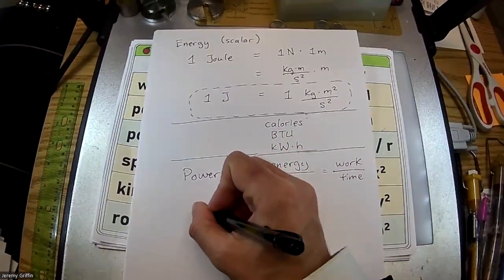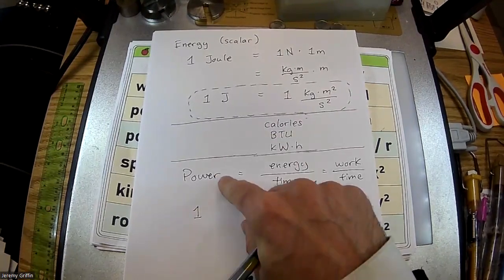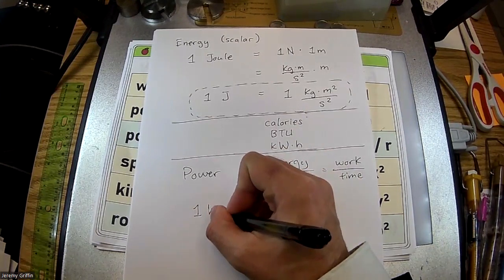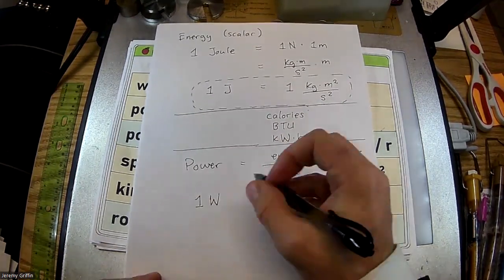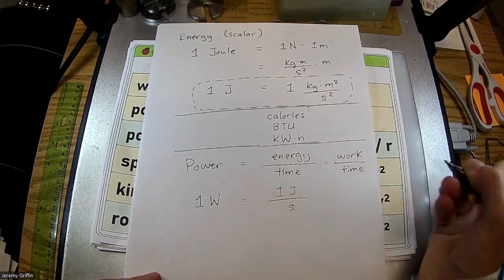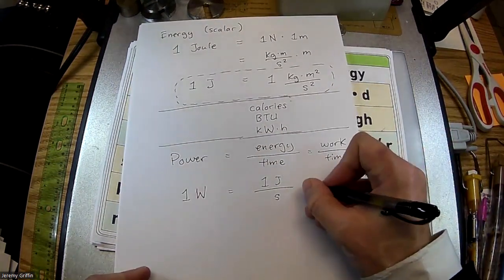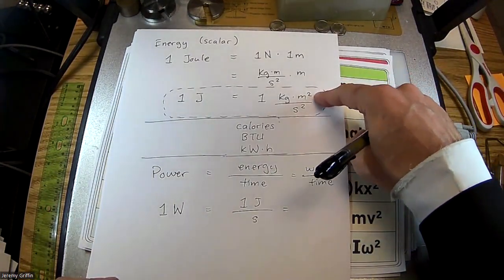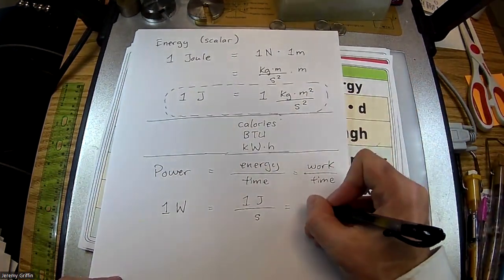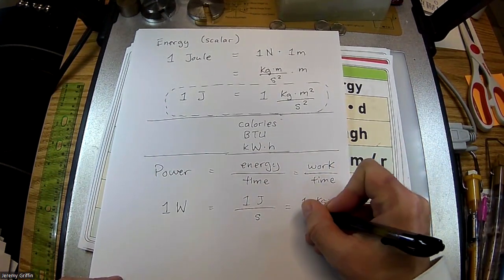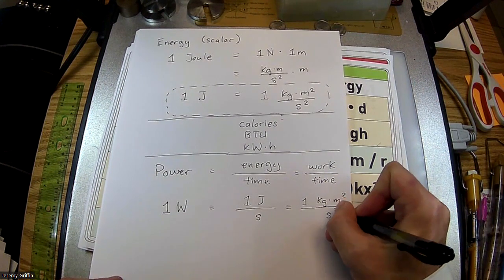So power's measuring... what's the unit for power again? Watt. Yeah. So I'll do capital W for watt. So 1 watt is the same thing as 1 joule per second. Which, well, a joule is kilogram meter squared per second squared. So if you do that, 1 watt is 1 kilogram meter squared per second cubed, right?